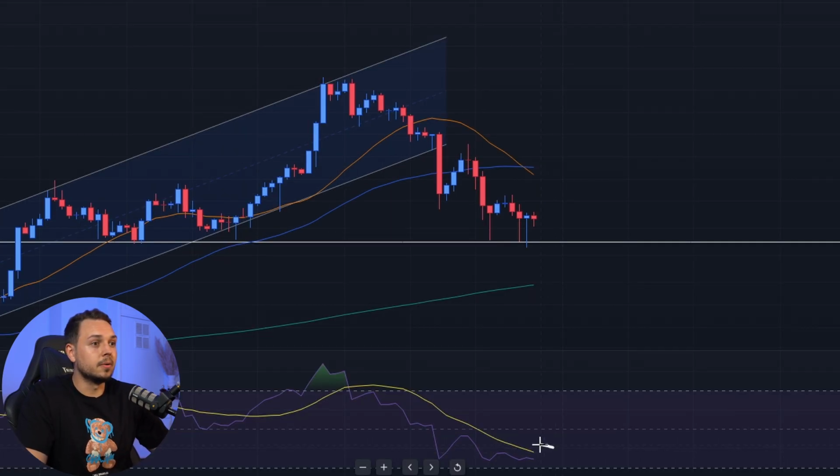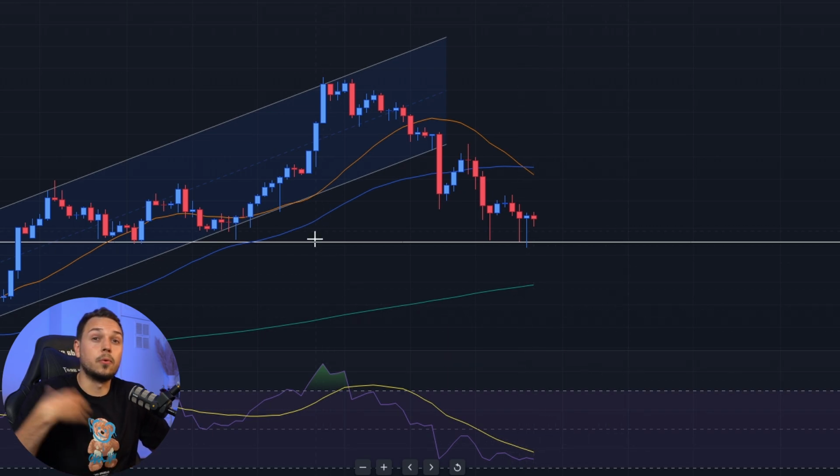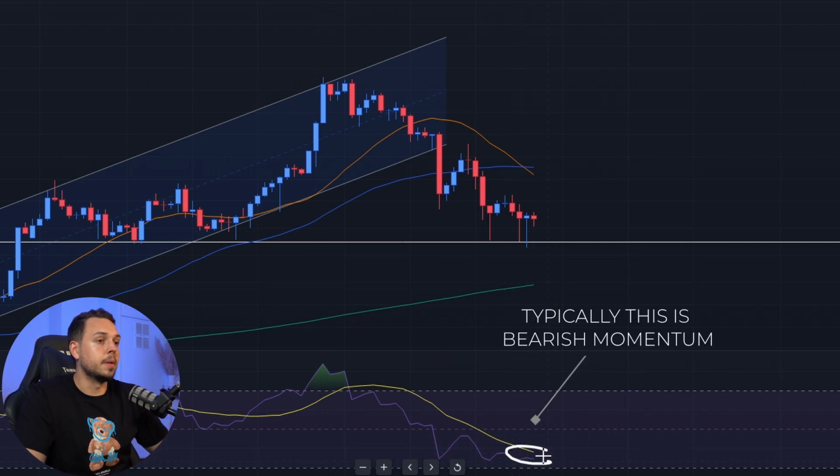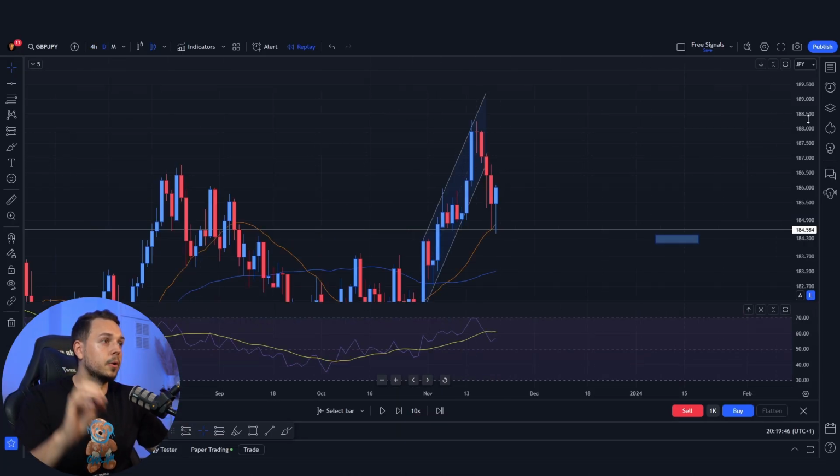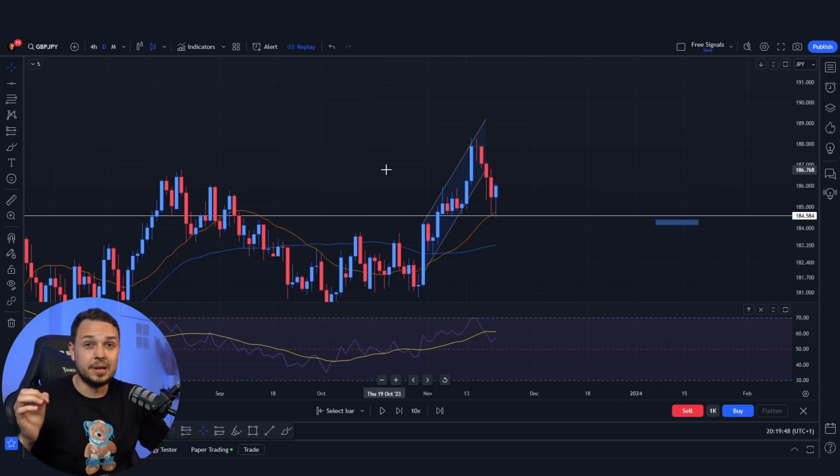If we take a look at the RSI, it's nearly oversold on the 4-hour time frame. Typically, this does show bearish momentum since it is trading below the 50 line. However, if we swap our time frames from the 4-hour to the daily time frame, it's a completely different story.